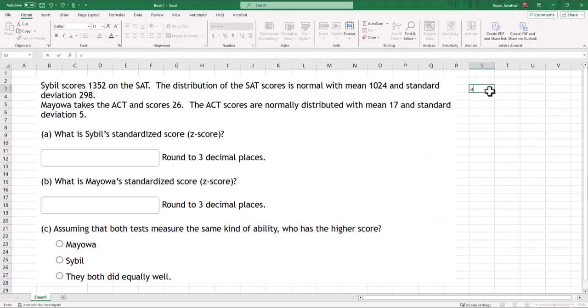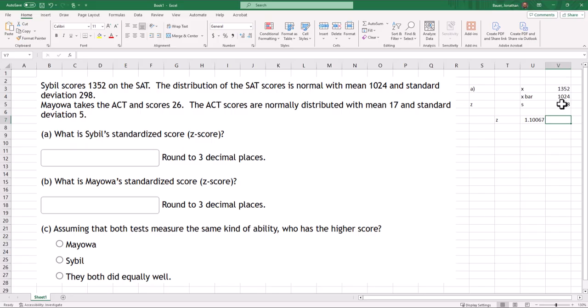So for part A, a z-score is what I want to find. And the stuff I have, I've got a data point of 1,352. I have an x bar of 1,024, and a standard deviation of the sample, 298. So then my z-score is going to be equal to, sad face, just kidding, it's coming, 1,352 minus 1,024, close the parentheses, divide by the standard deviation of the sample, and I get this score.